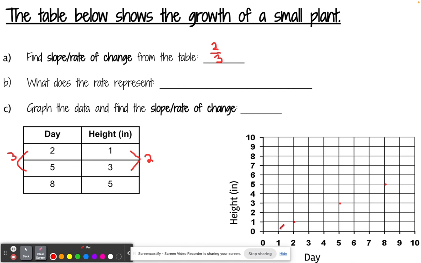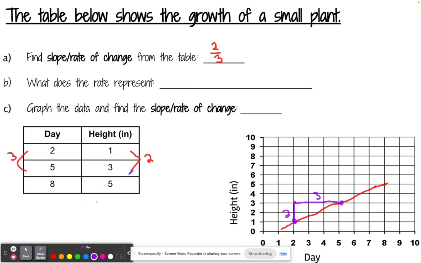And I can connect my points, probably not very straight, but hopefully straight enough. I'm going to make those points a little bit different colors so we can see it. So we had one here and one here. So what is my slope? Well, I'm going up 2, and I'm going over 3. So 2 over 3, the same as I got up here. Just showing you that these are all the same.